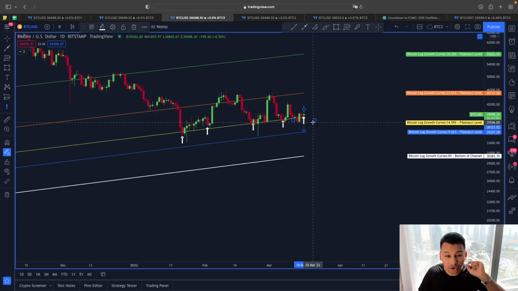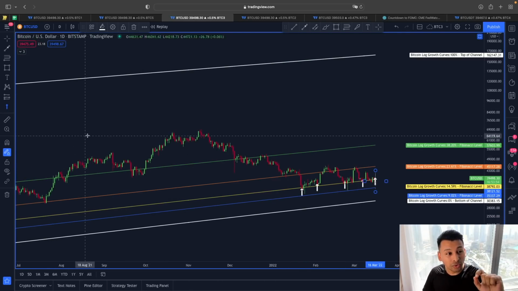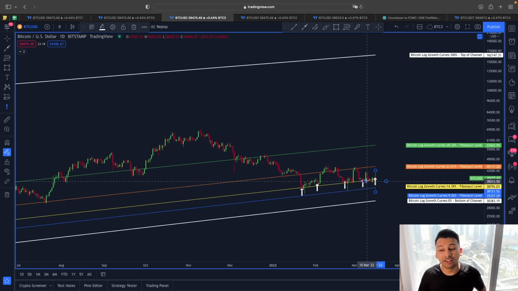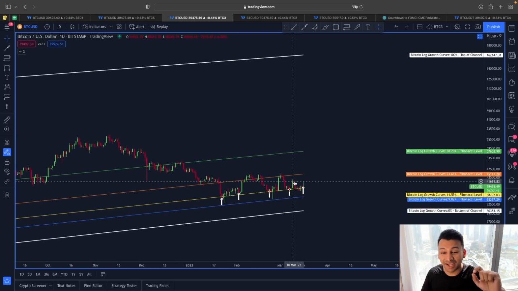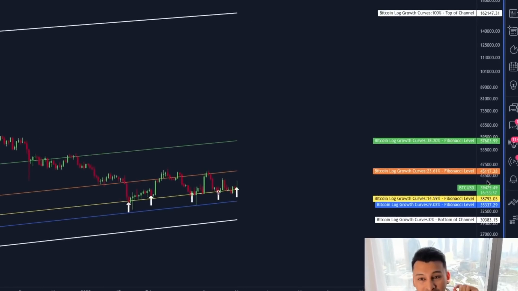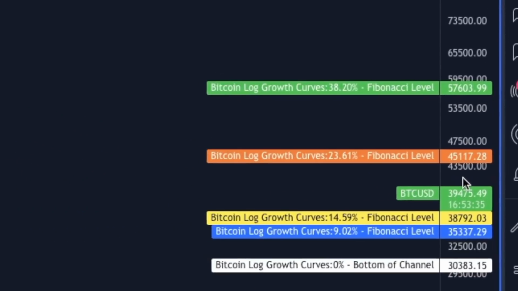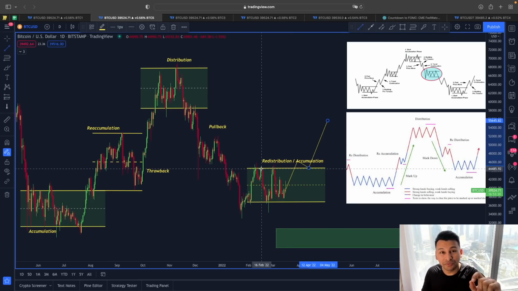So now, according to this Bitcoin logarithmic growth curve, if the price of Bitcoin is going to find proper support at this 14.59, the next Fibonacci line is going to be our potential upward price target, right? And this line, the orange line, is the 23.61 Fibonacci level. Now if we look at this 23.61 Fibonacci level, it is lying around the 45,100 price area. So with this example, the 45,000 resistance is a very important line for us.